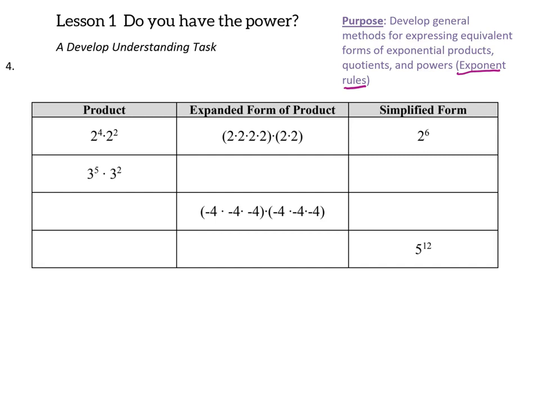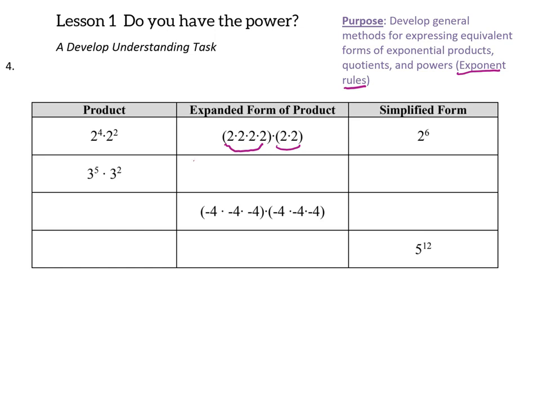For example, we have a product here in problem 4, 2 to the 4th power times 2 squared. We know that 2 to the 4th power means 2 multiplied by itself 4 times. 2 squared means 2 times itself. So combining that all together, our most simplified form would be 2 to the 6th power.